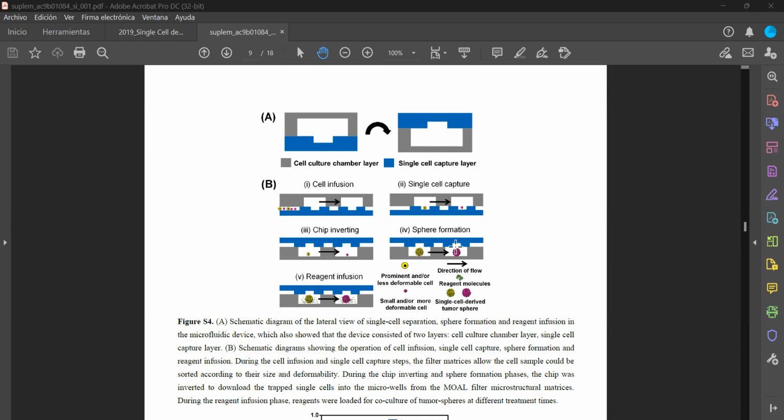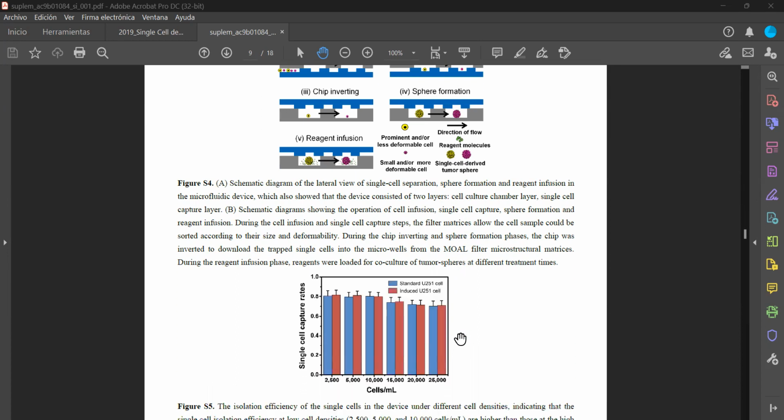And they have also performed flow simulation, and they demonstrate that the flow is very comfortable for the spheres to grow over there.